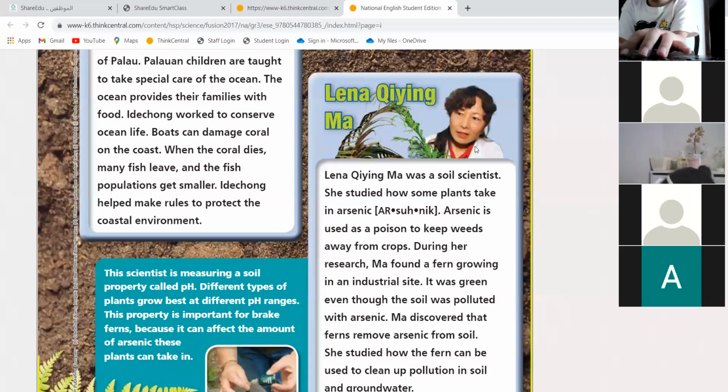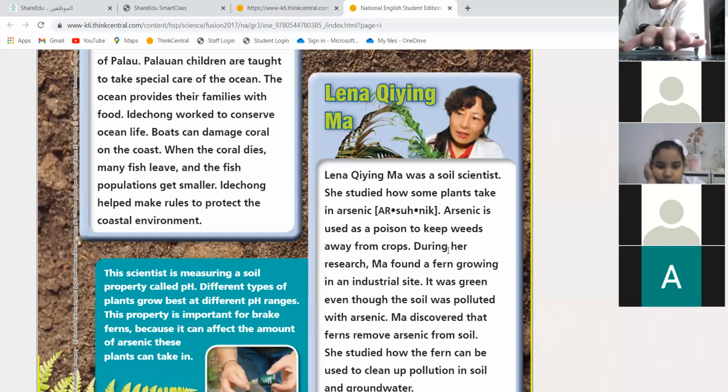All right, let's see another woman, another scientist called Lena Quinning-Ma. She is a soil scientist. She studies how some plants take in arsenic. Arsenic is used as a poison to keep weeds away from crops. So arsenic is a poison. Why? To keep weeds away from crops so they do not grow in crops.